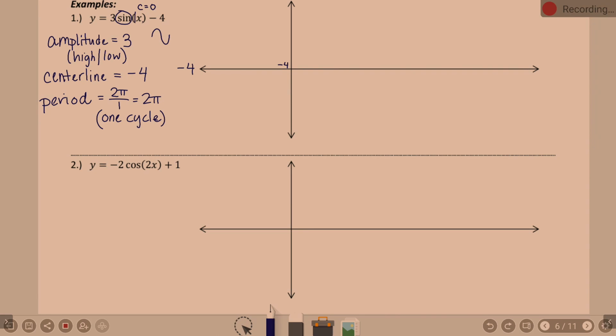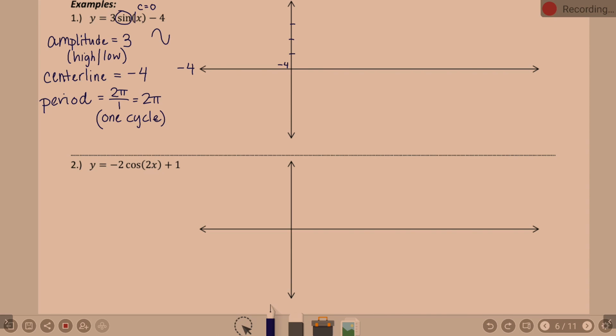After you label the center line, talk amplitude. How high and low is this graph supposed to go? It has an amplitude of 3, which means from that center line, the highest points are going to be up 3 from that, and my lowest points are going to be down 3 from that.